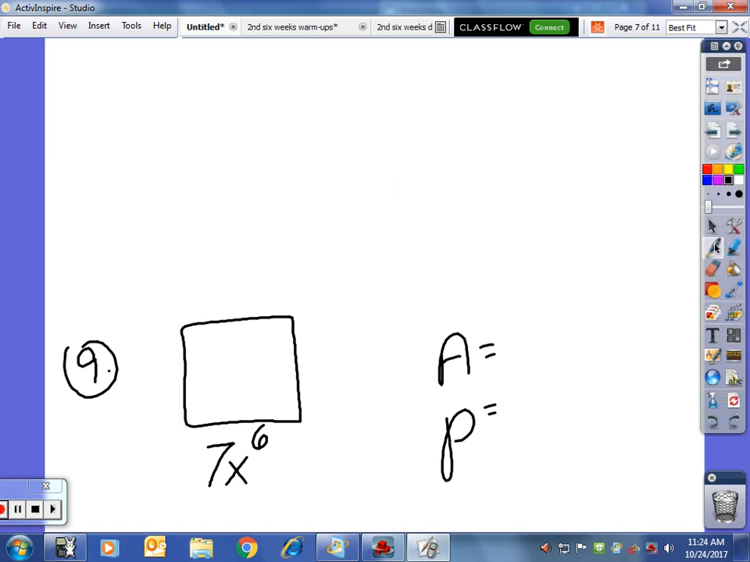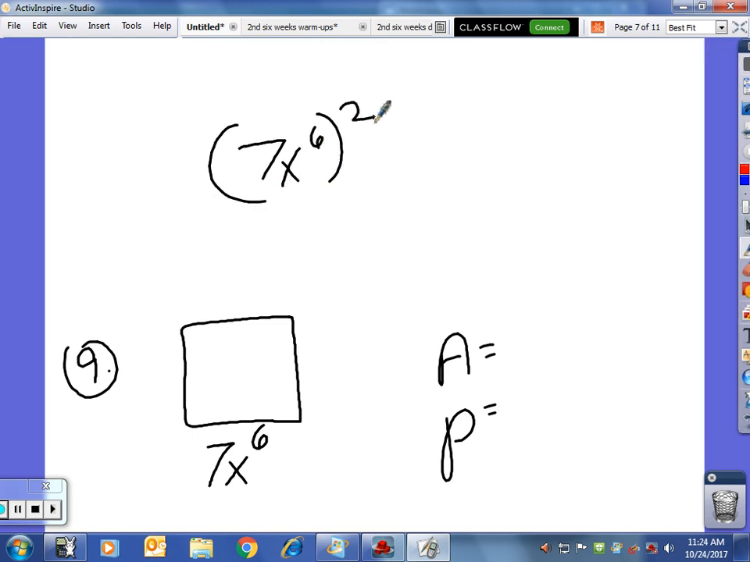All right, now this is what we already knew. Area here is 7x to the 6 times 7x to the 6, or you could do 7x to the 6 squared. And that you can do in your head. There's no plus or minus in there. What is that? 49x to the 12th.